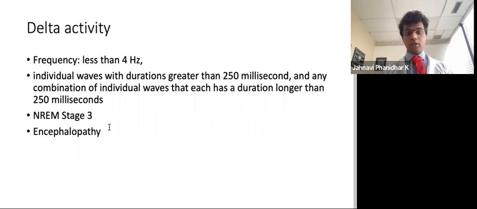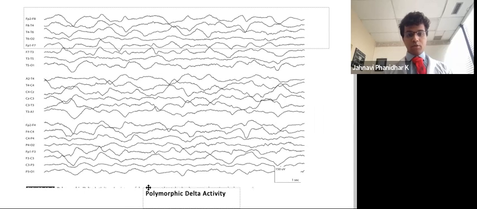Delta activity is less than 4 Hz frequency, and individual waves will have a duration greater than 250 milliseconds, or any combination of waves that has a duration of greater than 250 milliseconds. It commonly occurs during non-REM stage 3 and during encephalopathy. This is the polymorphic delta activity, which we can see as diffuse slow waves. They have very low frequency and high amplitude, and we can't see any other waves here.